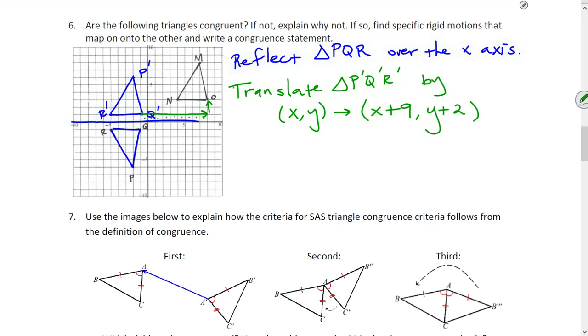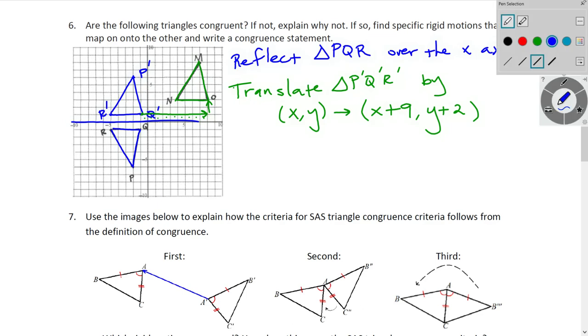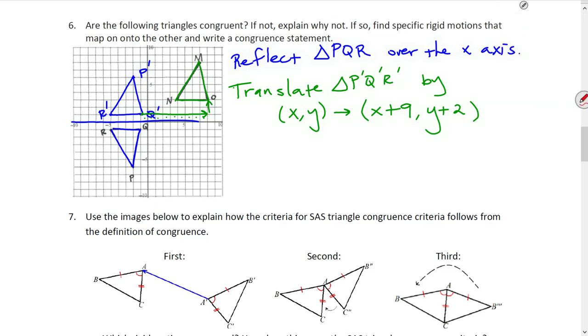Okay? Okay. And I'm going to be sneaky here, use my smart board to my advantage. If I go this way, 9 up 2, bing, I get the exact same, well, let me just be kind, okay? I get the exact same triangle. Every point maps onto the other corresponding point, okay? So I'm going to go back up here and say yes.